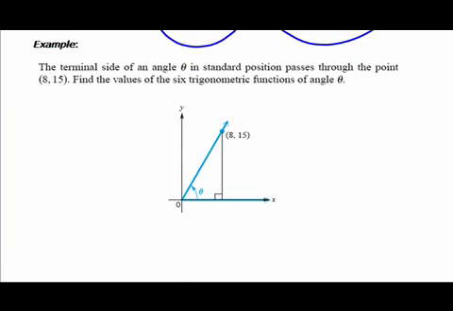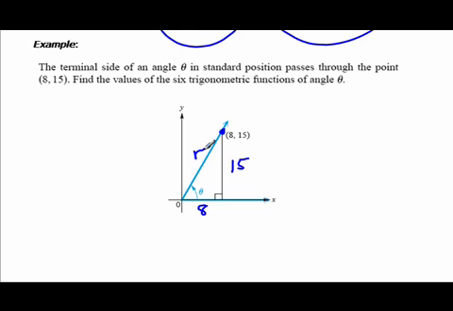It says here that the terminal side of an angle theta in standard position passes through the point 8, 15. Find all 6 trig values. So out of x, y, and r, which one don't I know? I don't have r. Since I'm told that this point is 8, 15, we know that this is a distance of 8, and we know that this is a distance of 15. I do not know r.